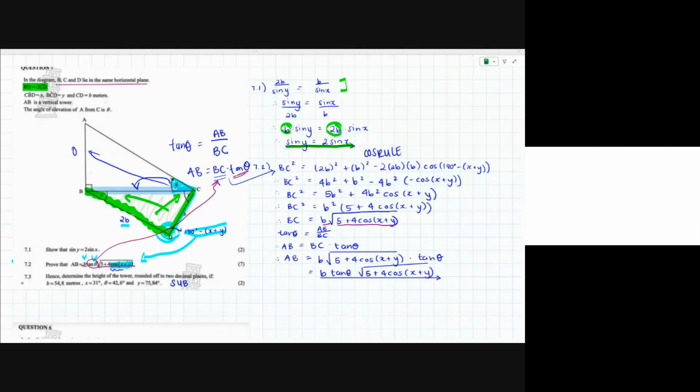And then just 7.3, this is just a substitution question. So I haven't written it out. They want the height of the tower. So they want the height of AB, which you now have an expression for. If b equals whatever, all you do is take all of these values, and even if you couldn't do 7.2, you substitute them into that expression, and that's 2 marks easily.